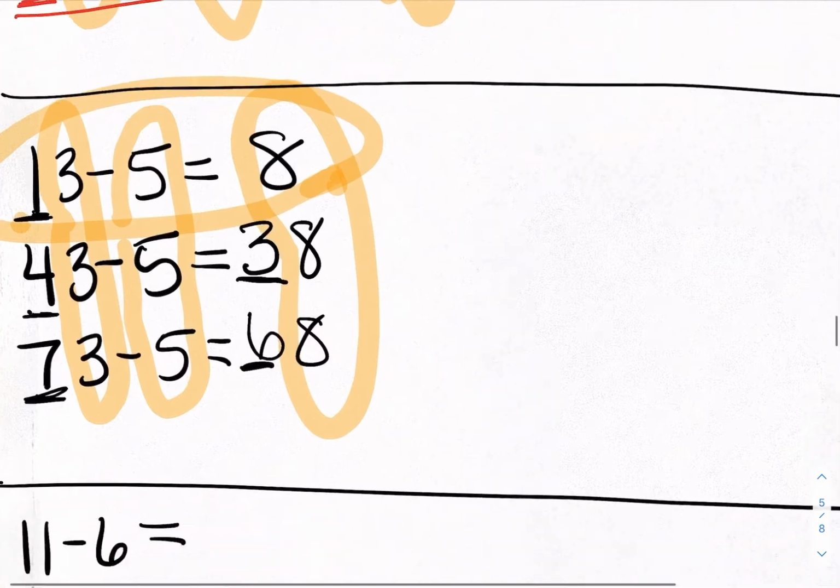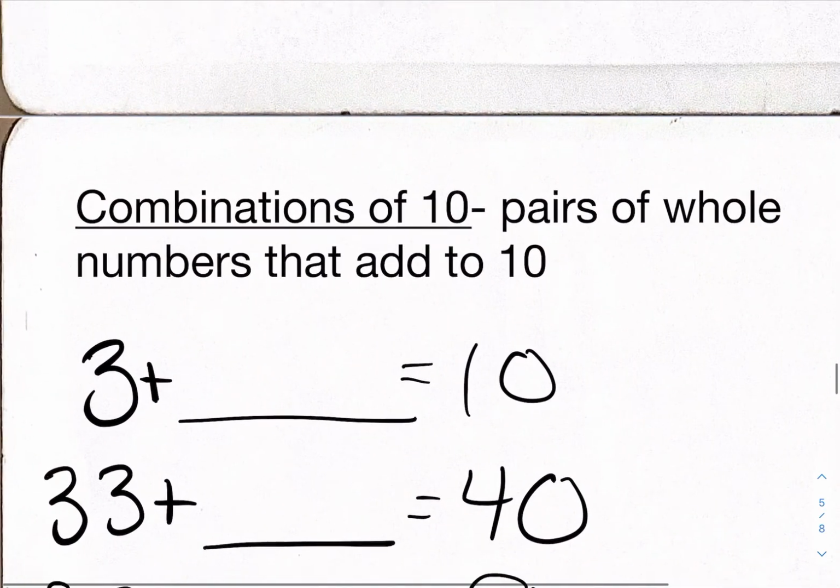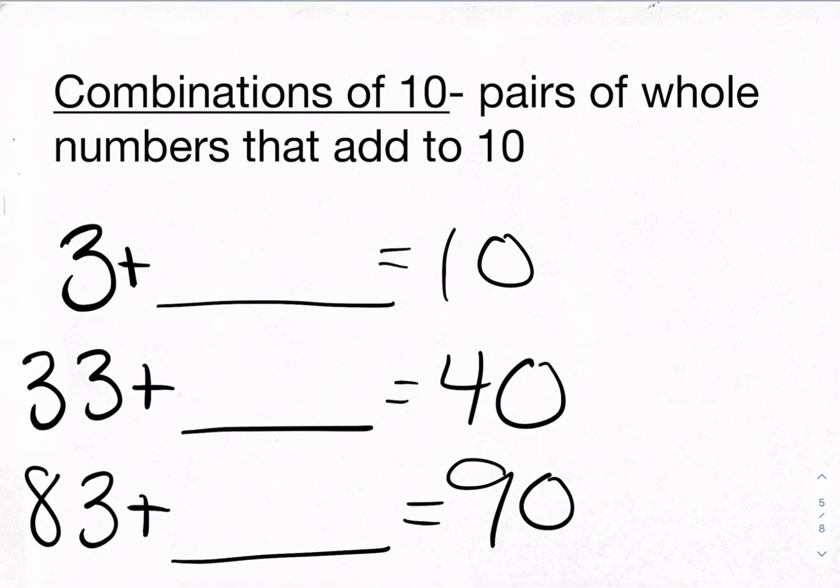Let's try another pattern. You have talked before in earlier grades about combinations of 10, where you put 2 whole numbers together that add to 10. So let's look at this basic fact right here. 3 plus what is 10? Hopefully you said 7.